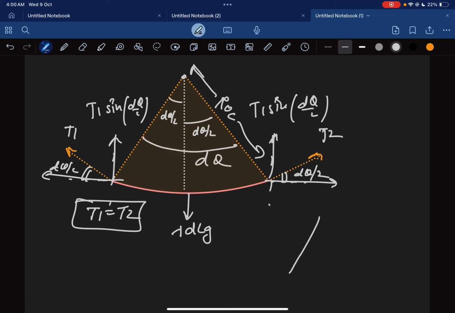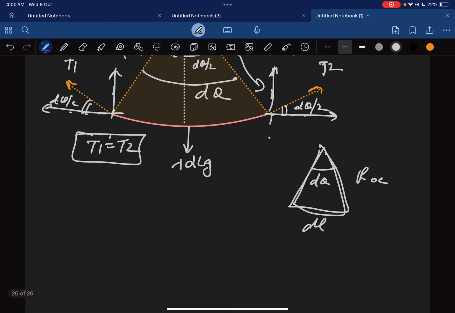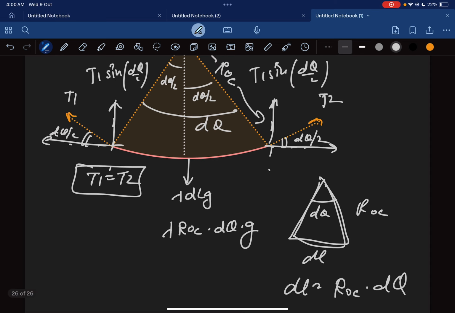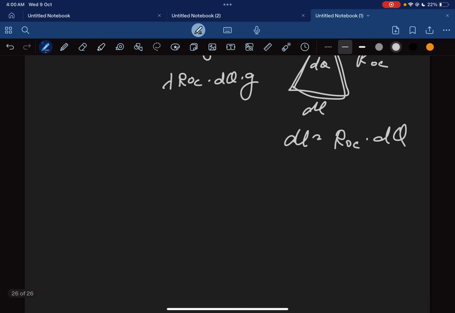If this is my arc length, and this angle is d theta and this is the radius of curvature R, I can write dl in terms of R. Theta equals L by R, so dl is equal to R d theta. So the weight is lambda R d theta g. Just equate: twice T1 sine d theta by 2 is equal to lambda R d theta g.